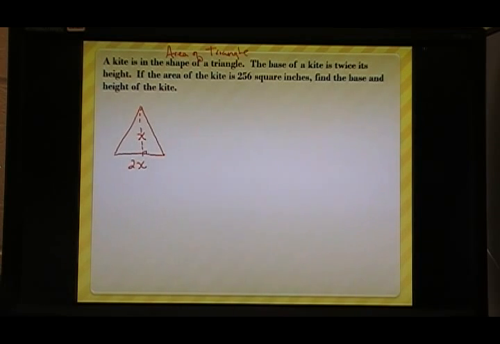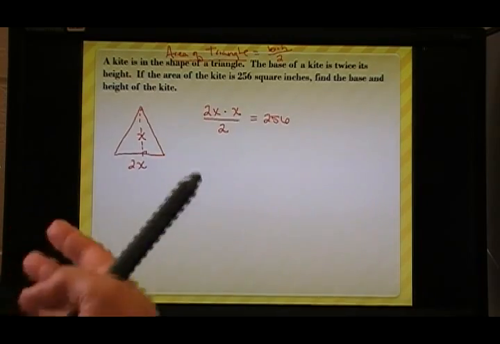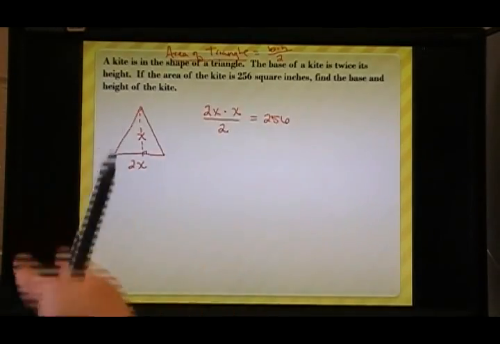So you're going to have to pull some of your geometry knowledge into this. The area of a triangle is always base times height divided by 2, or 1/2 of base times height. I tend to use base times height divided by 2. Either way works. So if I take the base, which is 2x, and I multiply the height, x, divide that by 2, I'll get the area, which I'm told is 256. Now I have an equation that can be solved to find x. Okay?